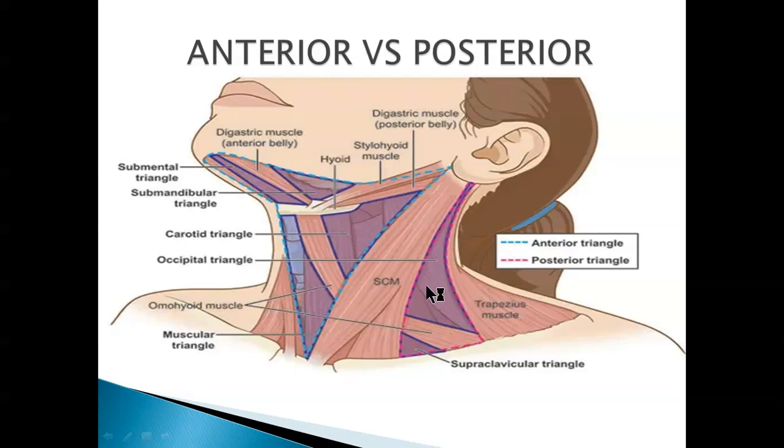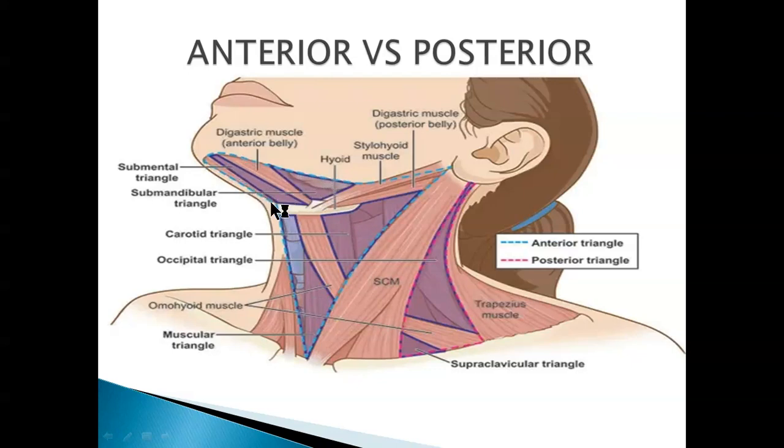The omohyoid muscle divides your posterior triangle into a superior one, that is your occipital triangle, and a lower one, which is your supraclavicular triangle. Here we can see the supraclavicular triangle. The anterior triangle is divided into four structures.